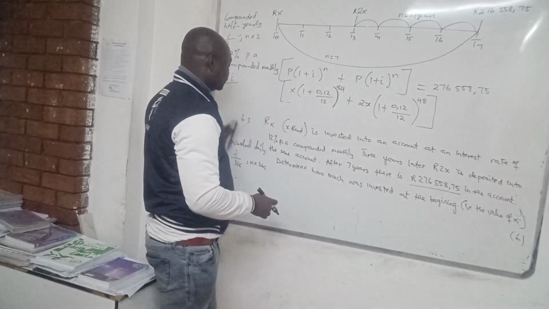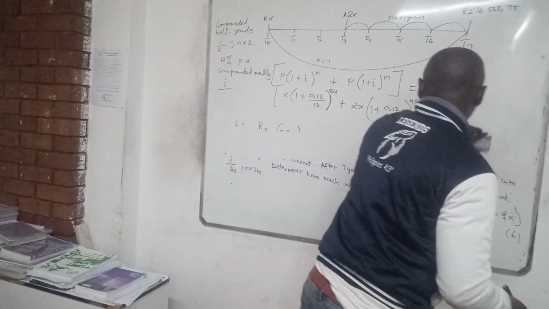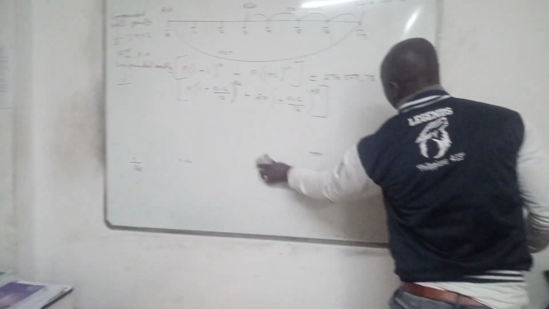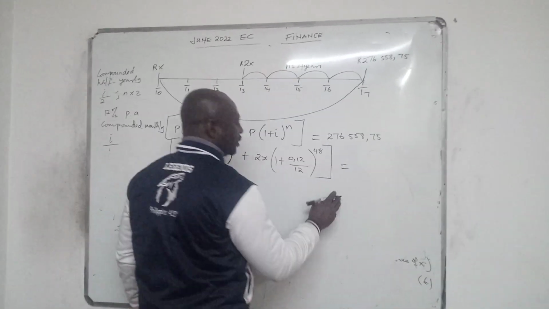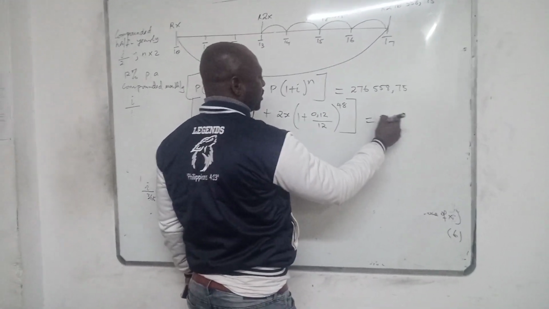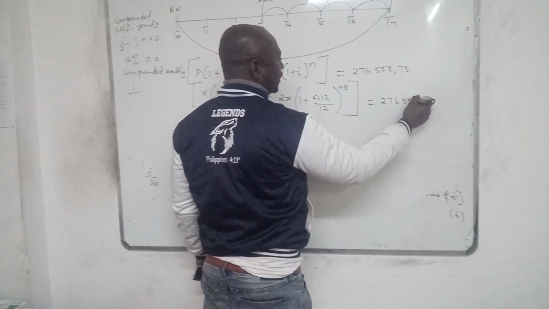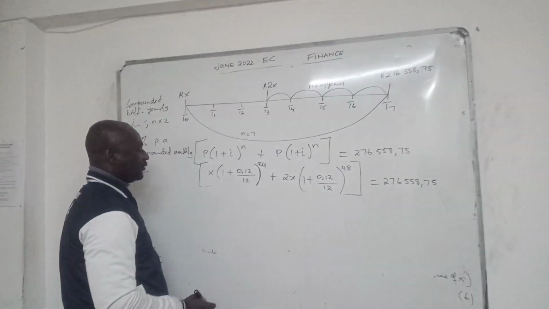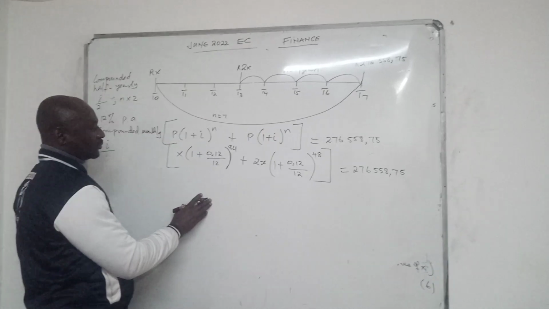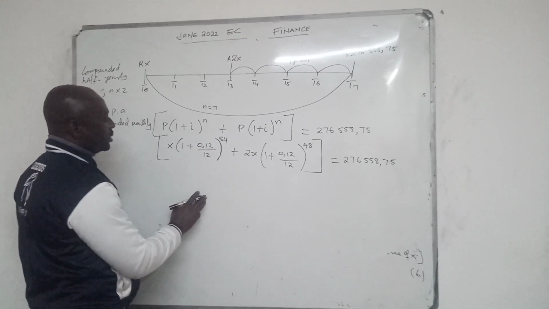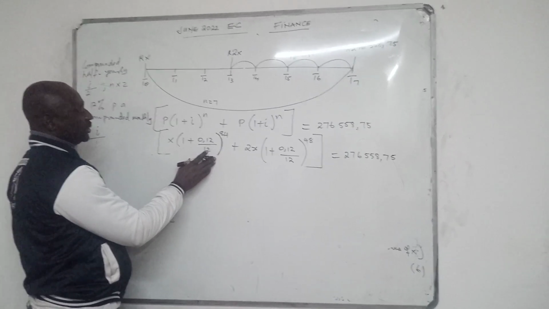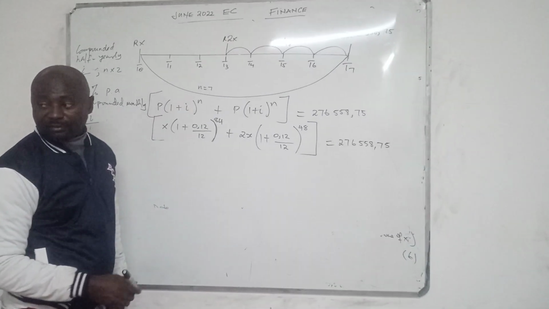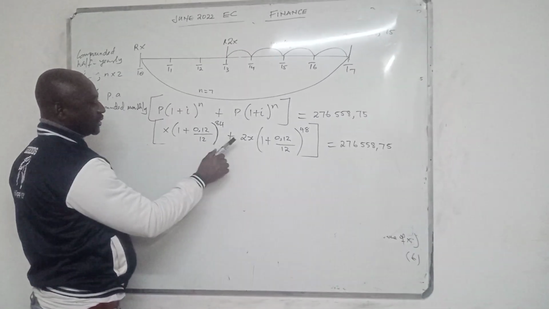So from here, let me clean and have a space here. If I am here now, they said everything here is equal to, at the end of the 7th year or after the 7th year, this is the amount they got, 276,558.75. So now we need to solve for this. They say we must solve for the initial investment, which is the value of x. So here is x, here is plus, here is 2x.